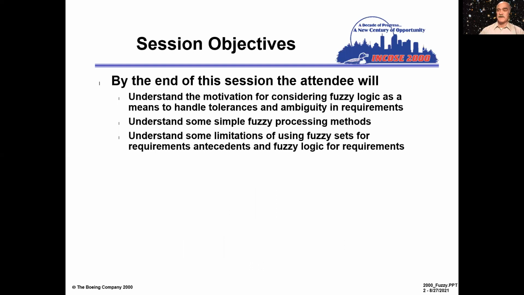So my objectives here are for the attendee to understand why we might consider using fuzzy logic, and I'll explain a bit about fuzzy logic in a few minutes, as a means to handle tolerances and ambiguity, because inputs get processed differently in different domains. So there's always some uncertainty about what was actually received. So we'll talk about fuzzy processing methods and then some of the implications for how these can be used in writing requirements and implementing requirements.